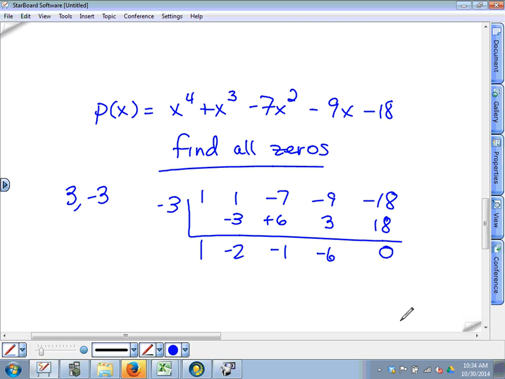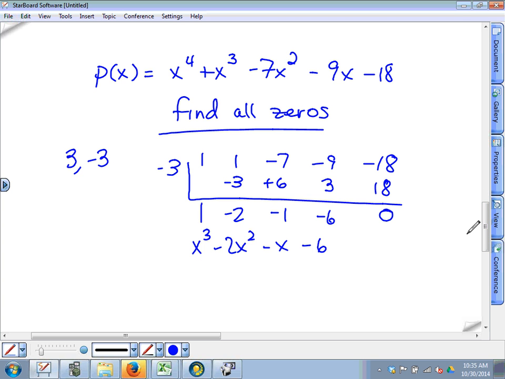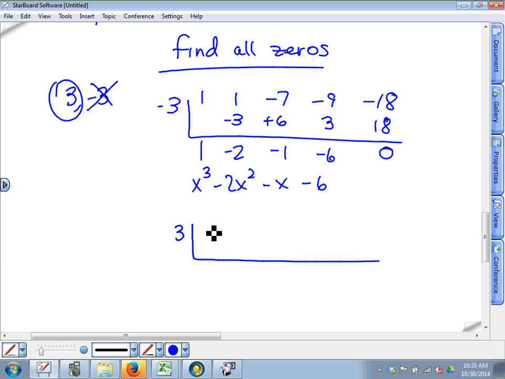So what this means right here is x to the third minus 2x squared minus x minus 6. Okay, guys, come on. Focus. What do we do next? We can't use the quadratic formula on this. This is not quadratic. This is cubic. We already proved negative 3. Now we use 3 and synthetically divide again on 1, negative 2, negative 1, negative 6.